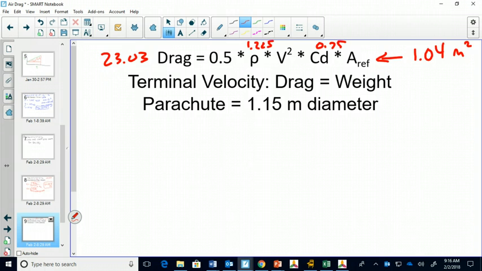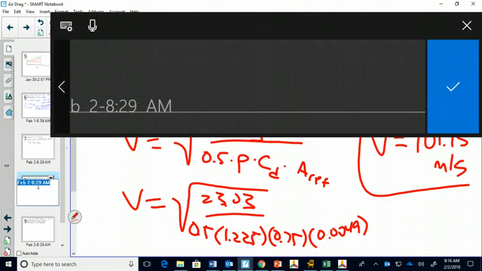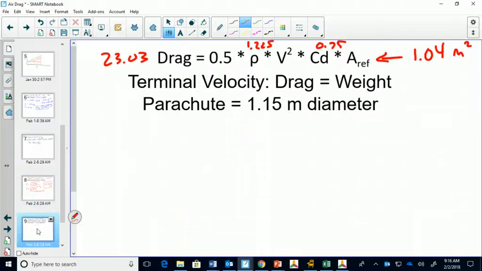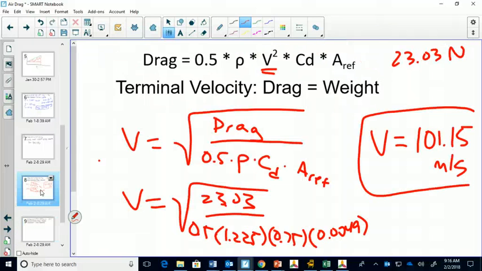So we'll use, again, that same equation. V is drag over all the other pieces, and take the square root. Where did you get the 23.03 from? We got it from calculating the weight of the rocket. We took the mass and multiplied it by the gravitational acceleration. We weighed it on the scale. Yep.